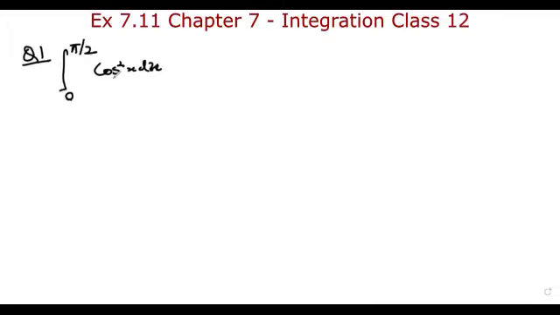We are doing the integration of 0 to pi by 2 cos square x dx. We know the property of definite integral. I am assuming this as I.